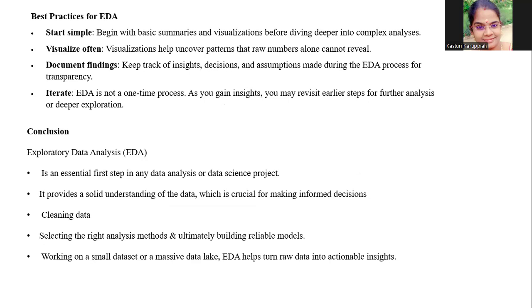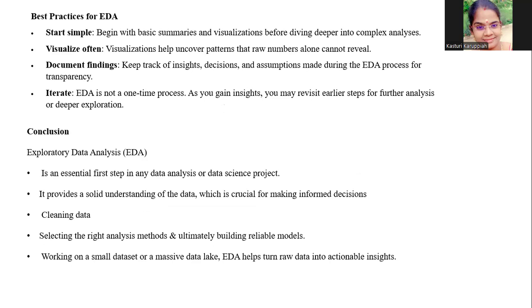And what are the best practices of EDA? We start simple. Begin with basic summaries and visualizations before diving deeper into the complex analysis. Just do the summary and visualization of the dataset. Next, visualize often. Visualization helps uncover patterns that raw numbers alone cannot reveal. We can find a pattern after visualization.